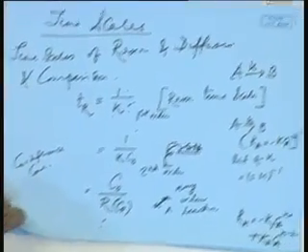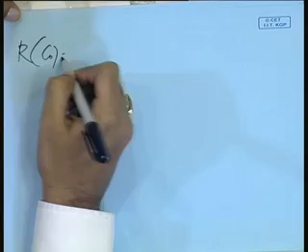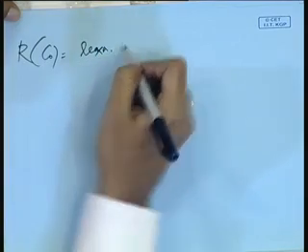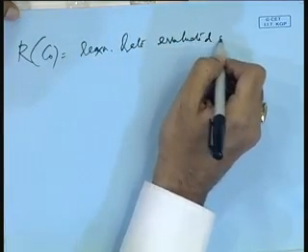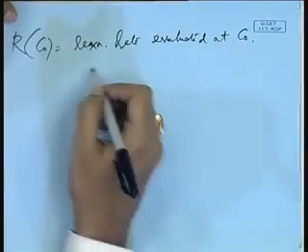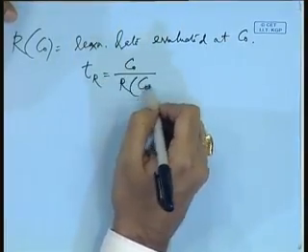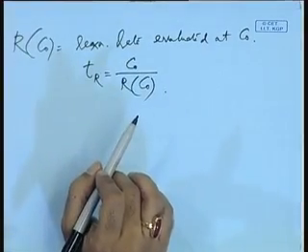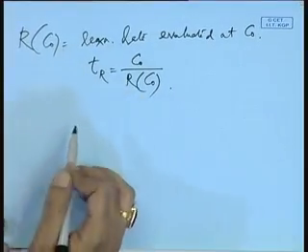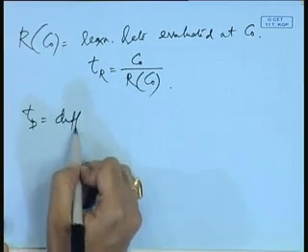Reaction rate evaluated at concentration C naught. Okay. So, R of C naught is fine. So, this is a generalized expression for any reaction rate we got. Now, we have to figure out what is the diffusion time.